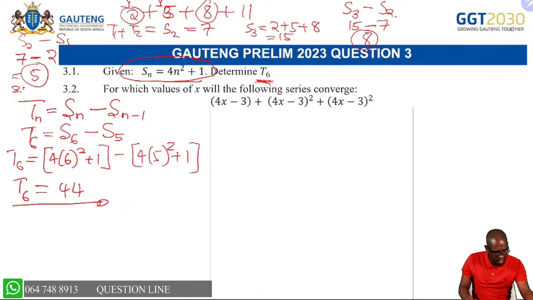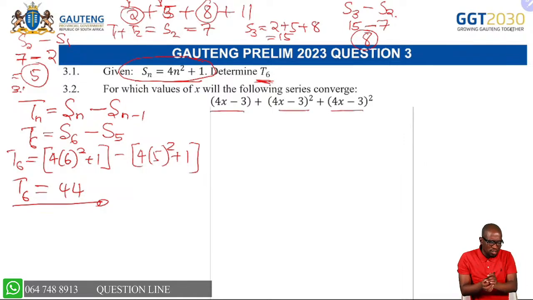Right, moving right along. For which values of x will the following series converge? Now, if you look at this series, you can see that to move from the first term to the second term, they just multiplied by 4x minus 3. And you are told that it converges. Obviously, a series that converges is a series that is geometric. An arithmetic series cannot converge. It's only a geometric series that converges. An arithmetic series would always diverge.